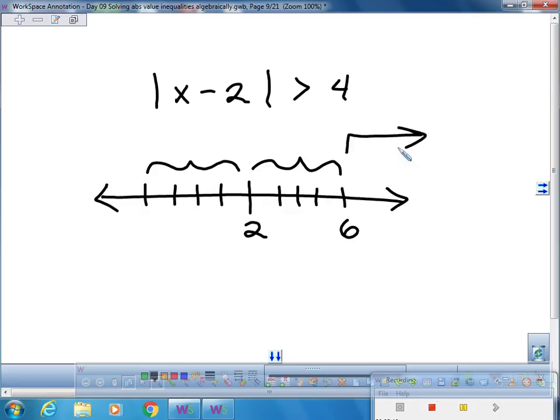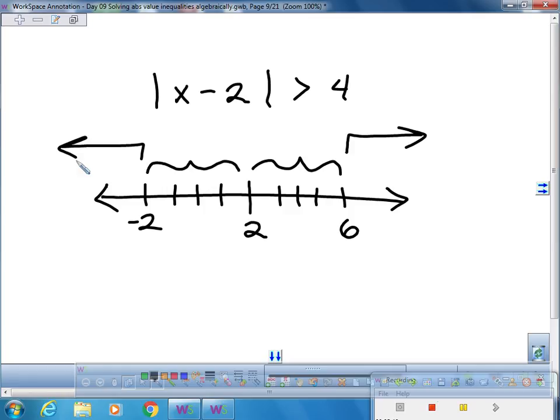And this way, it would be 1, 0, negative 1, negative 2, or negative 3, negative 4. I'm saying the distance between a number and 2 equals 4 spaces. So that's why when we go in, we have to go in each direction, because I've got to talk about a distance in this direction, and I have to talk about a distance in this direction.